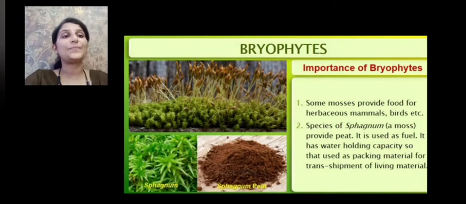Some mosses provide food for herbivorous mammals and birds. Species of sphagnum, which is a type of moss, produce peat. It is used as a fuel and it has greater water holding capacity. This is sphagnum, which helps in the formation of peat, acting as a source of fuel, and it is also able to retain a large amount of water. So they are used for packing materials, for shipment of living materials.